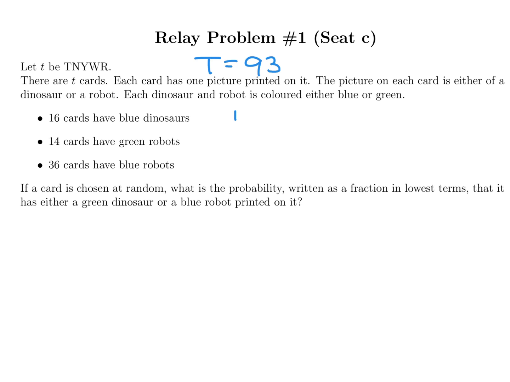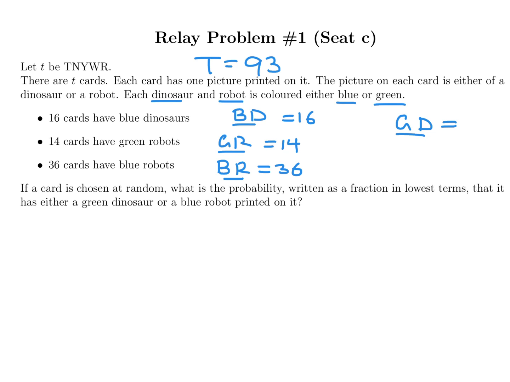So blue dinosaur, green robot, blue robot, and what's the other one? The other one would be a green dinosaur, right? Because we only have dinosaurs and robots, and they're either blue or green. So we got the blue dinosaur, the green robot, and blue robot. Okay, so this is equal to 16, this is equal to 14, and that is 36.